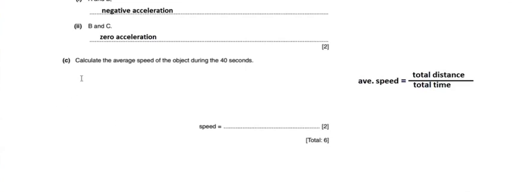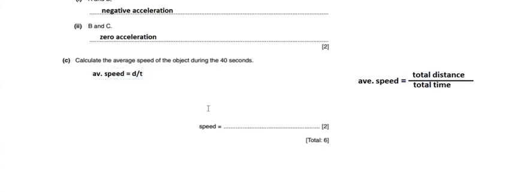Now the part C and the last part of the question is: calculate the average speed of the object during 40 seconds. And we know the average speed is total distance divided by total time. The speed is distance by time, but when we say average speed, precisely it is total distance divided by total time. So it is the slope of this graph, and here I can write down the first formula. The average speed is equal to distance divided by time.